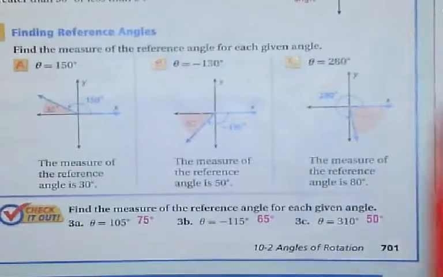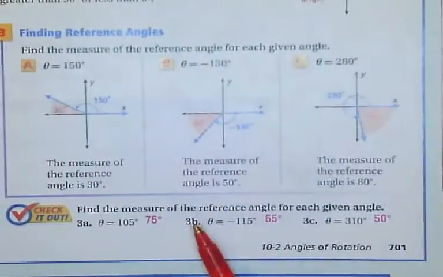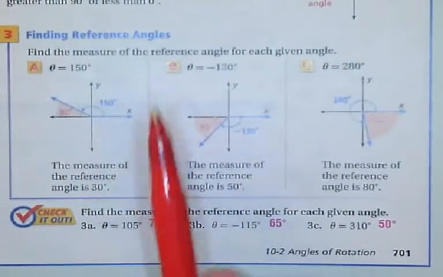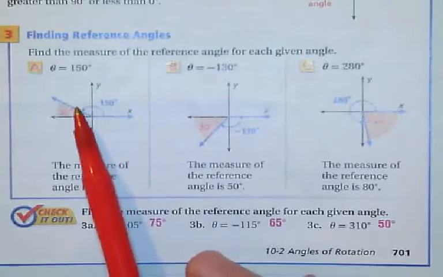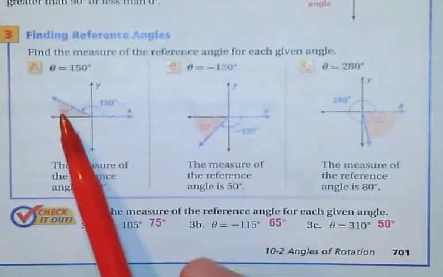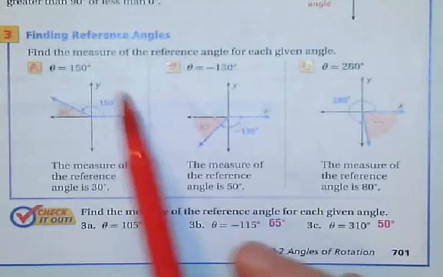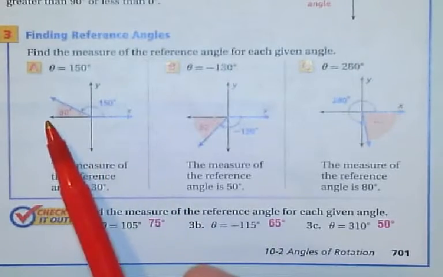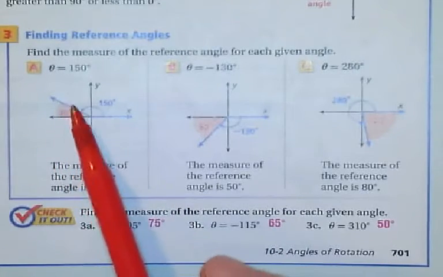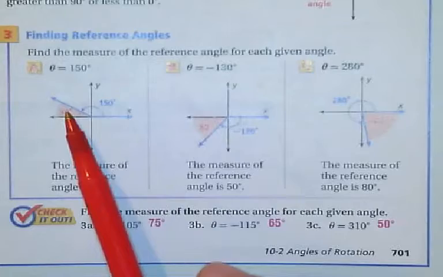Now, reference angles. Reference angles. Look at this puppy. So you know where 150 is. The reference angle is the little tiny angle that would live over here, right? So 180 minus 150 is 30. So that's called the reference angle.